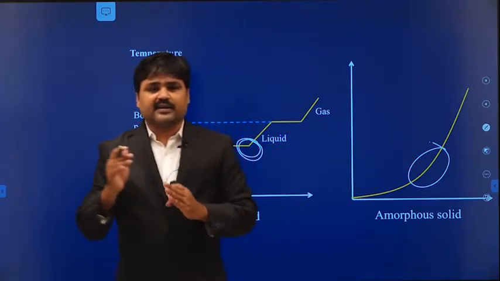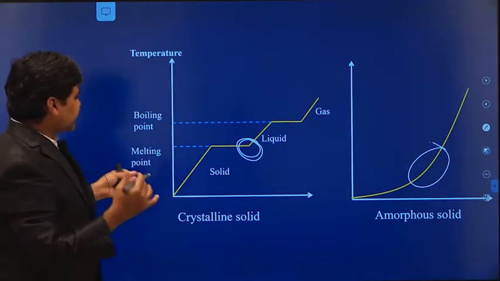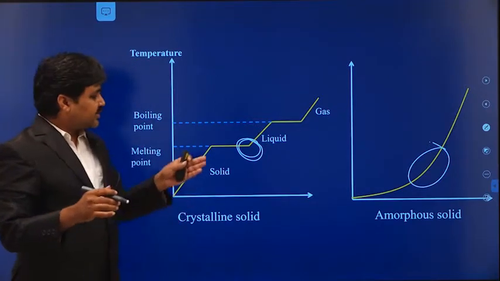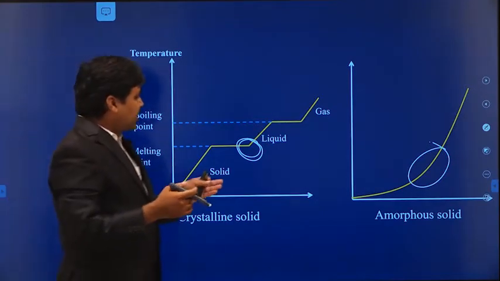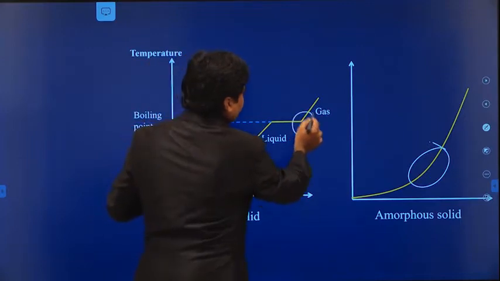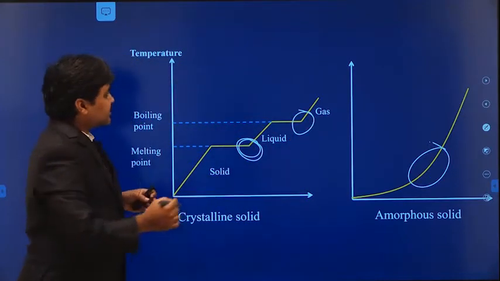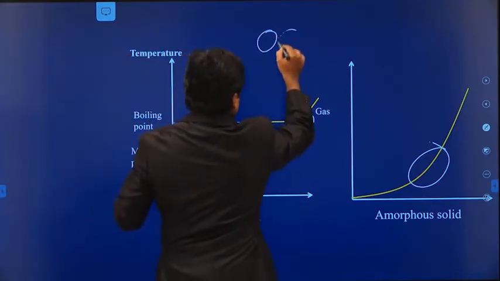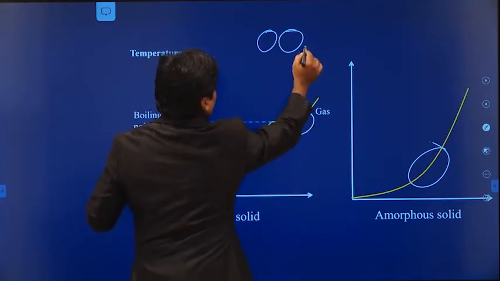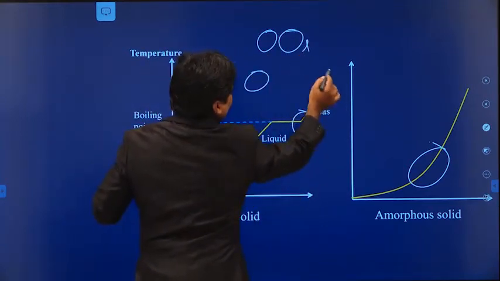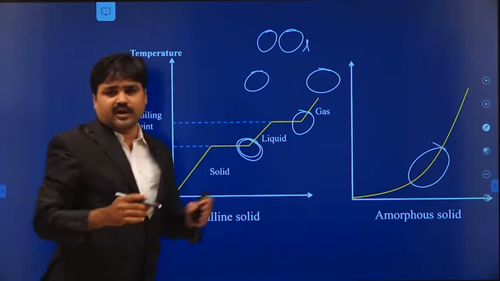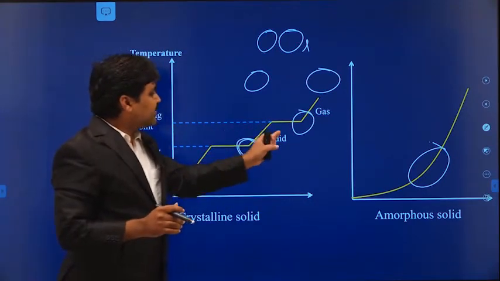So they will melt at different temperatures. That is the difference between the crystalline solids and the amorphous solids. In the same way, boiling point is the temperature at which the liquid becomes gas. In the case of liquids, the atoms are very far apart. So boiling point is the temperature at which the liquid becomes gas.